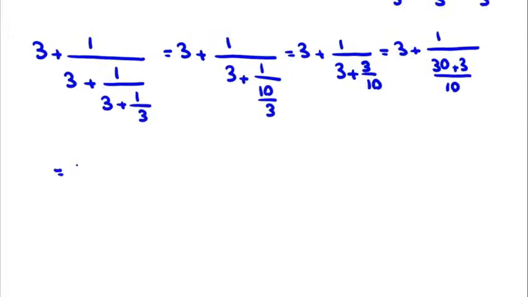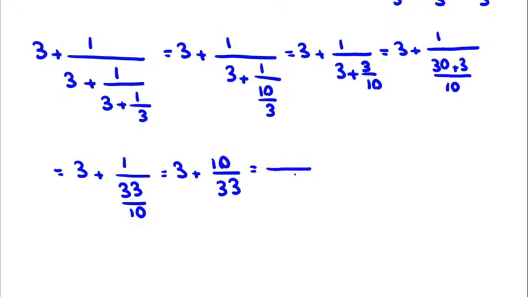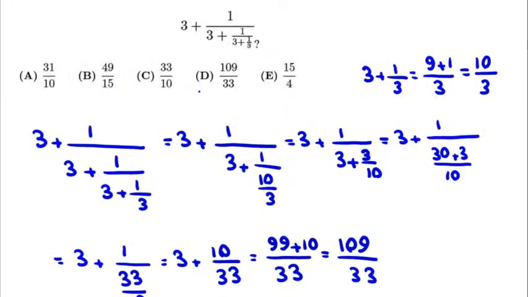So, it is equal to 3 plus 1 over 30 plus 3 is 33 over 10, so it will be 3 plus 10 over 33, and if you use common denominator 33, 3 times 33, 99 plus 10, which will be 109 over 33, and it will be D.